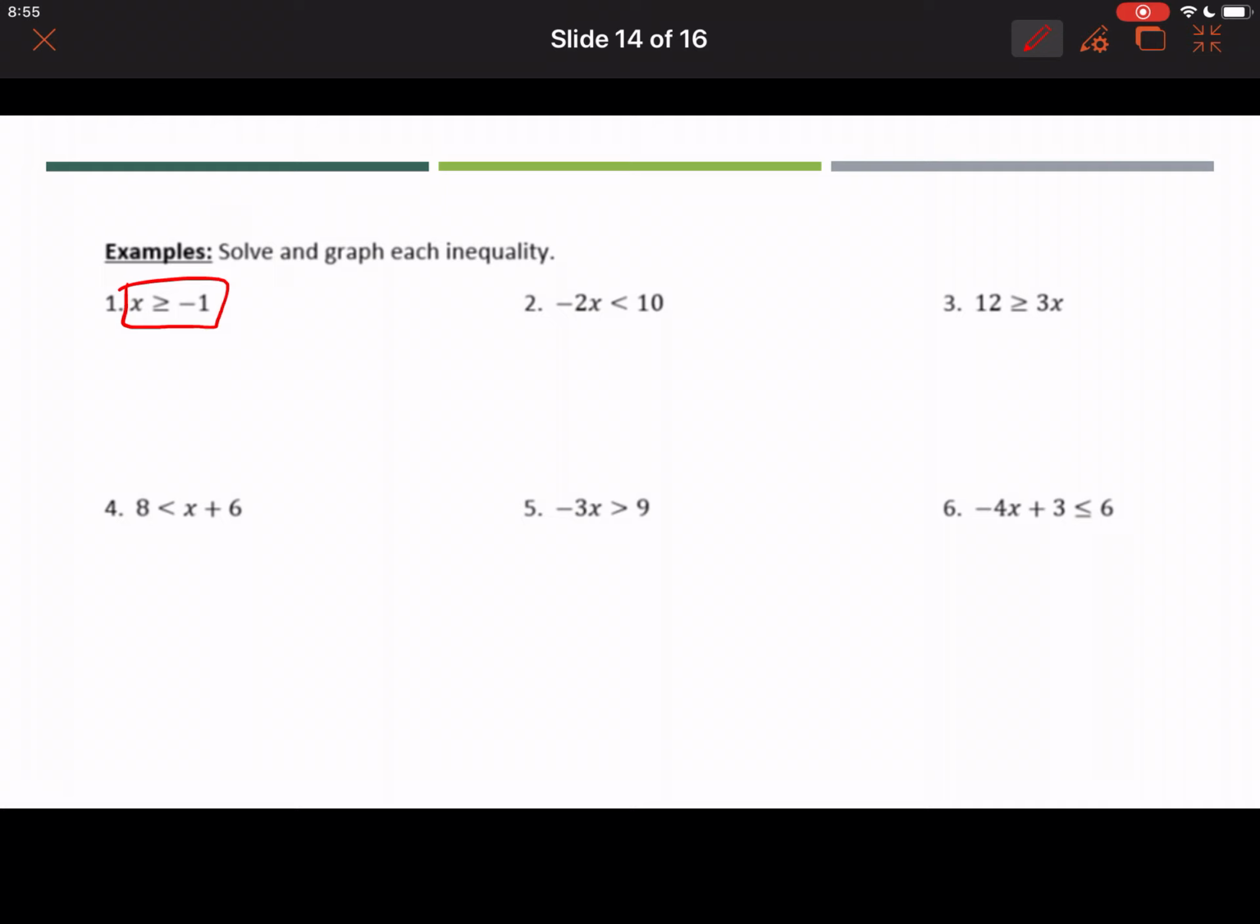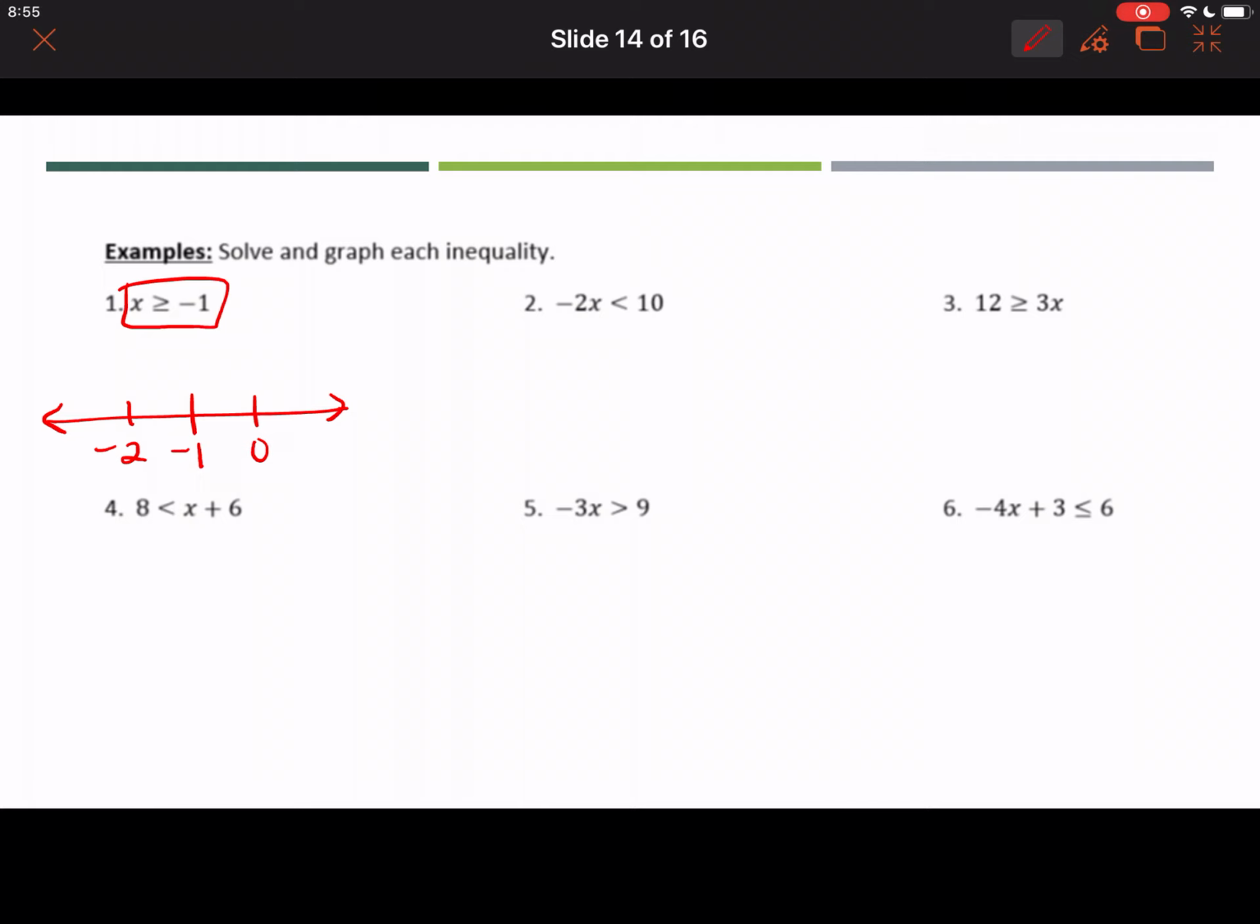X is by itself. Now I just have to graph. So when I graph, I don't have to make a number line like you saw before that goes from like -10 to 10 every time. What I like to do is I put the number in the middle and then I go like 1 to the left and 1 to the right. So -1 to the right of that is 0, to the left of that is -2. So think of this as like a little portion of my number line, okay?